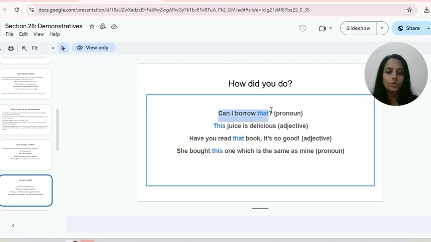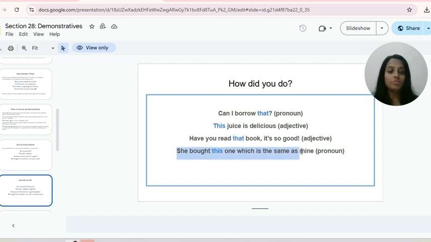Can I borrow that? When it comes here, this "that" represents a pronoun. Instead of an item, we are using the word that. It replaces a noun, so it is a pronoun. This juice is delicious. So it describes the juice, so it's an adjective. The next one is, have you read that book? It's so good. Again, that book. Here it serves as an adjective.